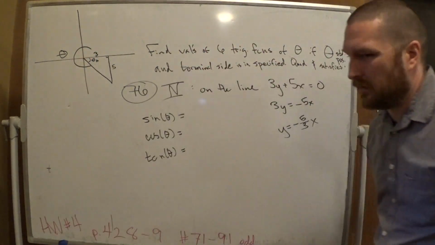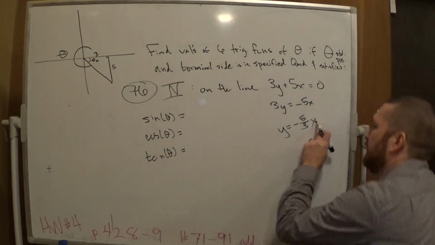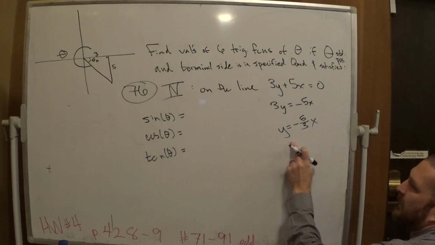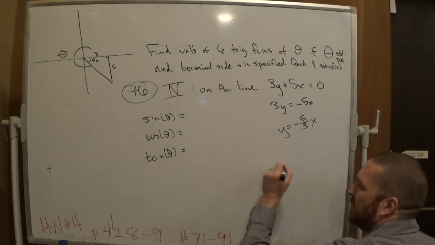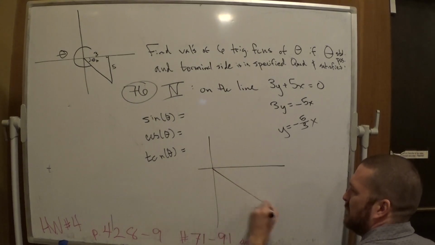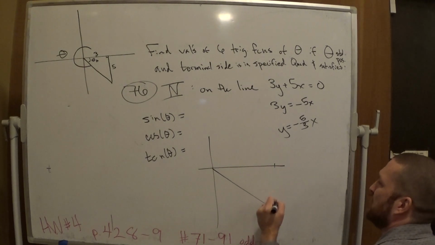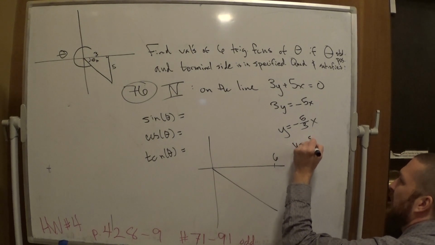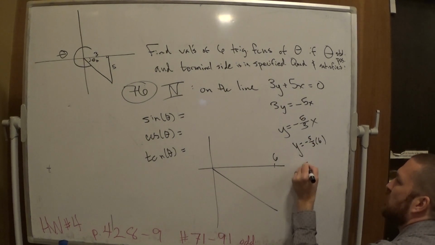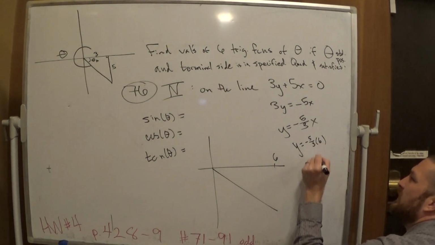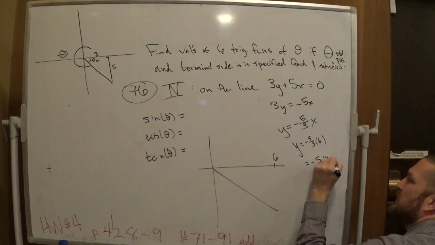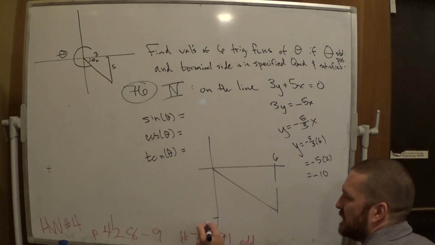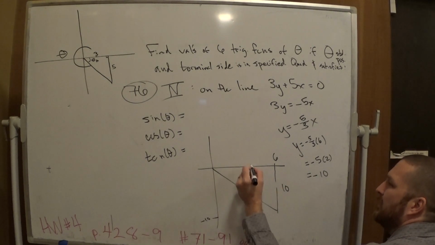Here's another way we could have done it. I have a function. I could plug any number in here and find an output. We know it goes through one of these. I could plug in, how about a 6? I could say y equals negative 5/3 times 6. 3 goes into the 6 2 times, which leaves me negative 10. So my output would be down here at negative 10, making this 10, and making this 6.